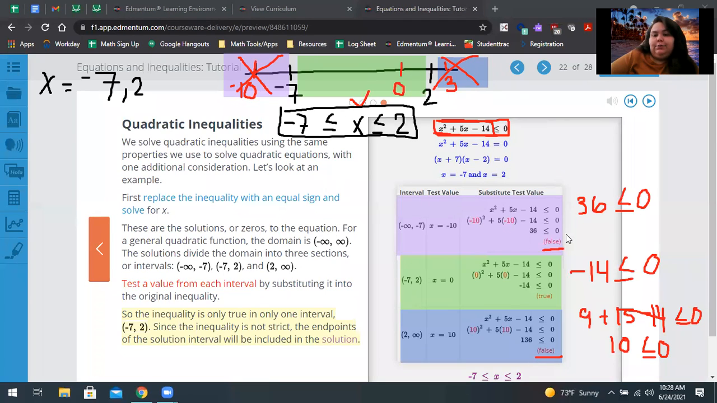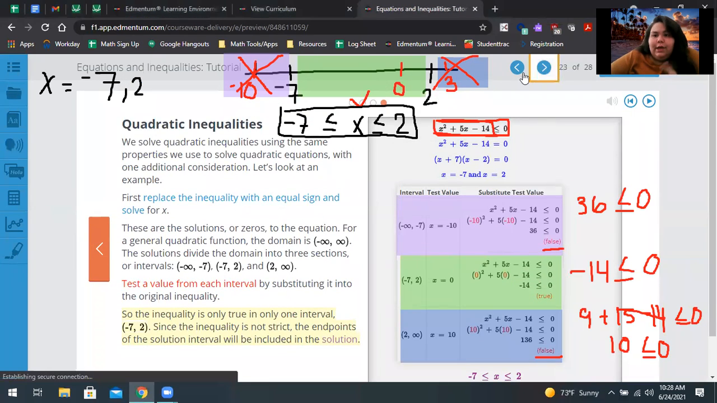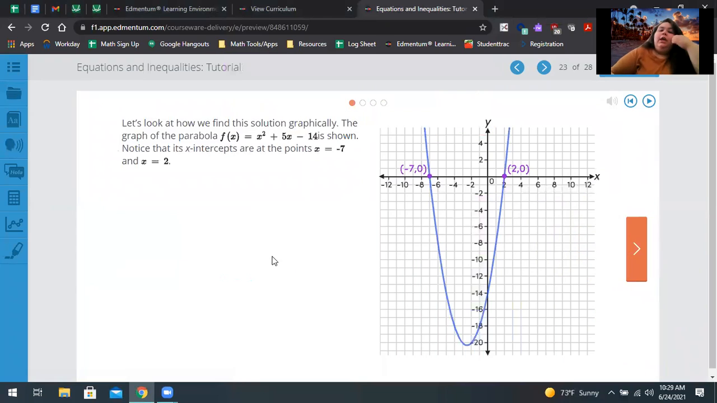And let's go ahead and move on to slide 23. Again, we're following that same example that they gave us on slide 22, but they graphed it out for us. They took the inequality symbol and took it as an equal sign, remember? We took that quadratic and actually graphed it. Here are the zeros. Our solutions for the quadratic equation are wherever they touch on the x-axis. So here, -7 and 2.